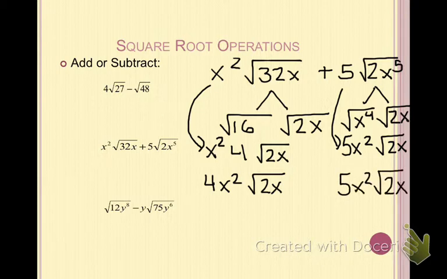And realize that at this point the two radicands match, so I have like terms, and I'm going to add these up. I add the coefficients, which is 9, and then I still have my x squared square root of 2x, and there is my final answer.